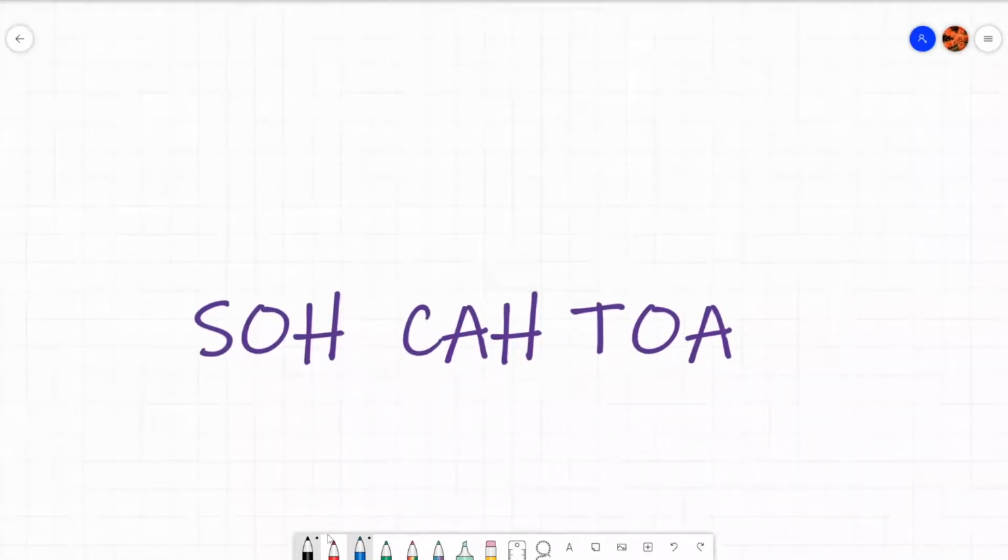Hi, today's lesson we will be looking at identifying which function to use when using trigonometry. Will we be using the sine function, the cosine function, or the tan function? Now, in order to do this, we need to know SOHCAHTOA.